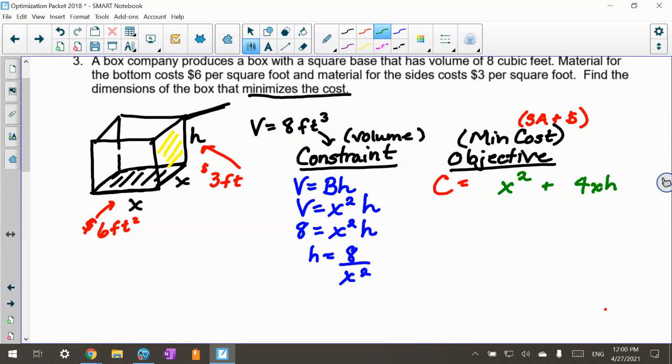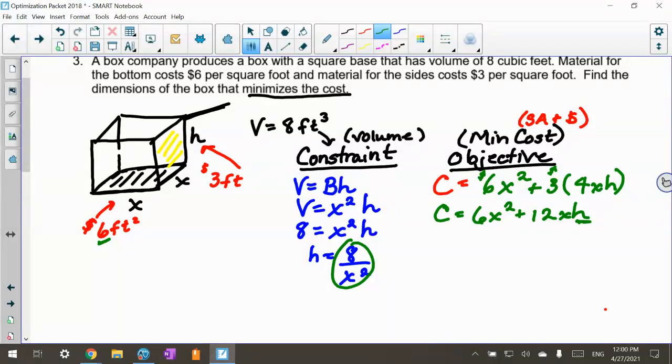Now I'm going to add the money. Well, how much does it cost for the base? $6. So that's 6 times the area of the base. And then I'm going to move this plus over here a little bit. And it's going to cost $3 for the sides. So it's going to be $3 times this. So I have my $6 here and my $3 here. When I get done with my cost equation, it's going to be 6x squared plus 12xh. All right, so there's my cost equation. Now I'm going to take my h and plug it in this spot so that everything's in one variable. So I have 6x squared plus 12x times 8 over x squared.